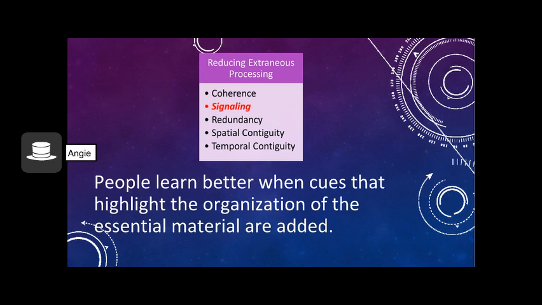The second principle in the reducing extraneous processing category is signaling. Sometimes it's not possible to just delete the information from our lessons. Sometimes topics are very broad and you need to cover much information in order to help the learner understand the concept fully. So in this case, we want to insert cues that direct the learner's attention toward that essential material, which is a technique we call signaling.